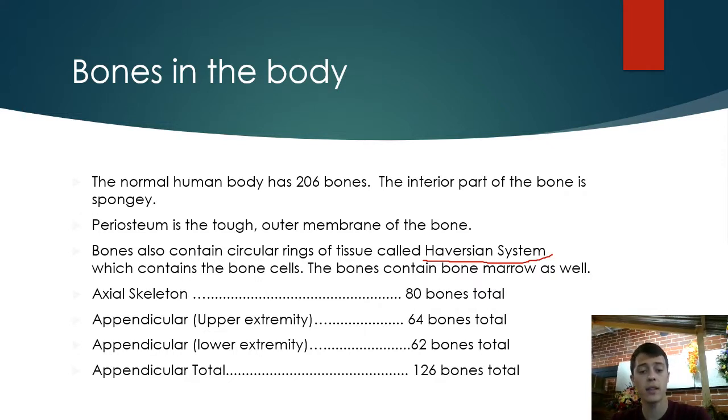The axial skeleton contains 80 total bones. The upper extremity section of the appendicular section includes 64 total bones, and then the appendicular lower extremity section has 62 bones total. By that being said, the total appendicular section has 126 bones if you combine the upper and lower extremities. Again, the appendicular total and the axial total make the normal 206 bones in the human body.